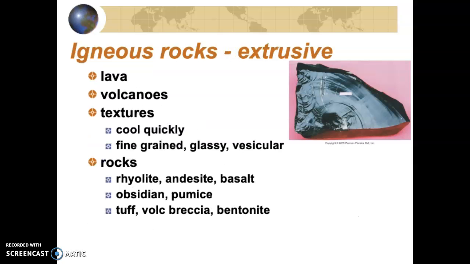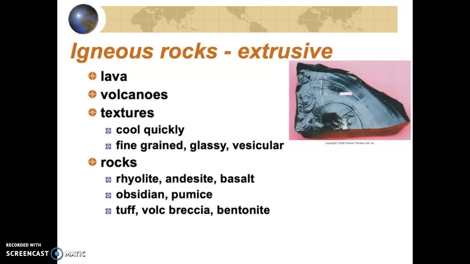The extrusive igneous rocks, the molten rock is called lava when it comes out on the surface. The feature that forms, of course, is a volcano. And when the molten rock comes on the surface, it cools very quickly. And so that gives us textures where we cannot typically see the mineral crystals. So we say that these rocks are fine-grained. In some cases, the molten rock cools so quickly that they're glassy.